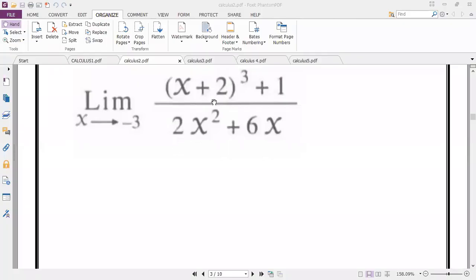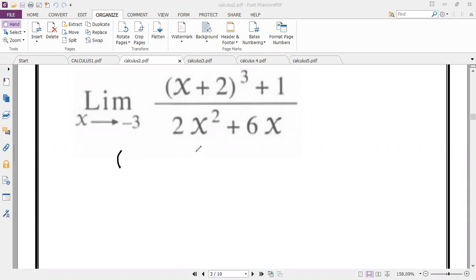I want to get the limit of the function when x tends to -3. So here we are going to factorize it. How can we factorize it? (x plus 2) to the power of 3 plus 1. So it's a sum of two cubes.